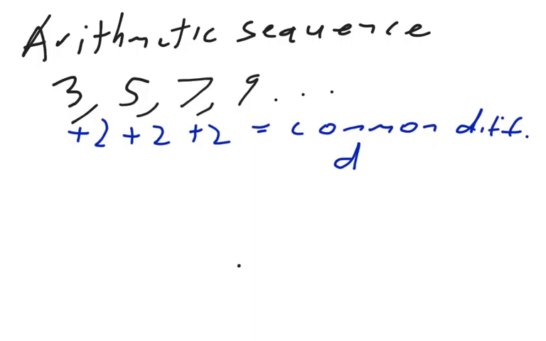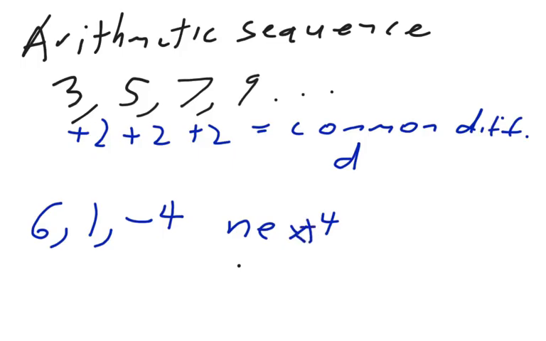So if we're given a problem, let's say we've got 6, 1, and negative 4, which will be our first example, and they want the next 4 terms. What are the next 4 terms going to be?